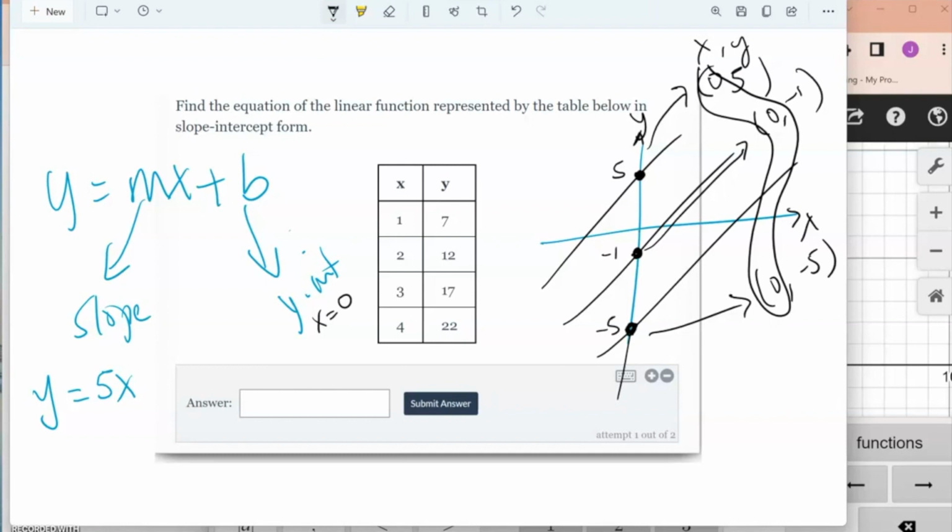So I'm looking for where x is equal to 0. Oh my gosh, I don't see it. But what I do see is I recognize a pattern. You see, each time you're going over here, you're adding what?